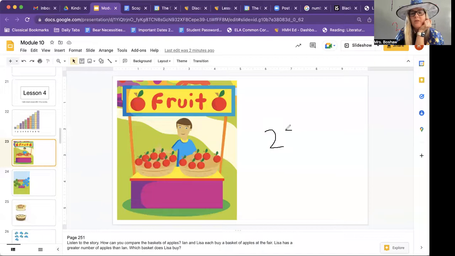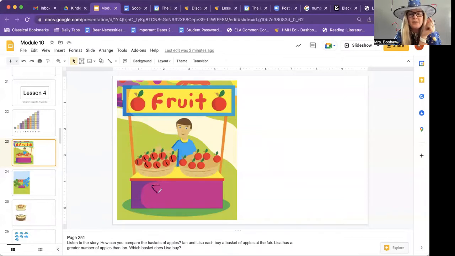251. All right, listen to the story. How can you compare the baskets of apples? Ian and Lisa each buy a basket of apples at the fair. Lisa has a greater number of apples than Ian. Which basket does Lisa buy? Let's count. 1, 2, 3, 4, 5, 6, 7, 8.